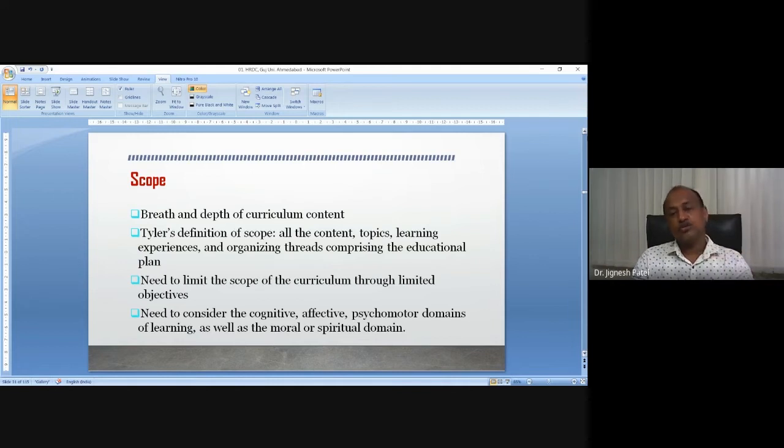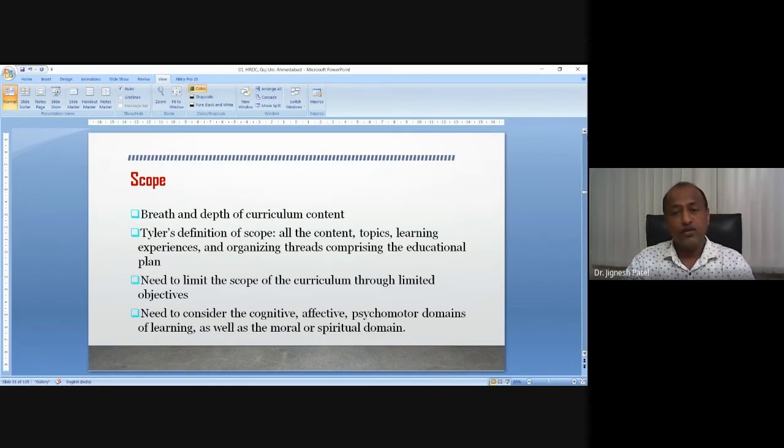Then we need to limit the scope of the curriculum through limited objectives. While thinking about the scope, we have to delimit the content at some juncture. Otherwise, if we make it in a very broad sense, students may be confused about which topics should be covered in a particular topic or not. That is not clear. So while framing the objectives of the content, we have to focus on the limits of the content as well.